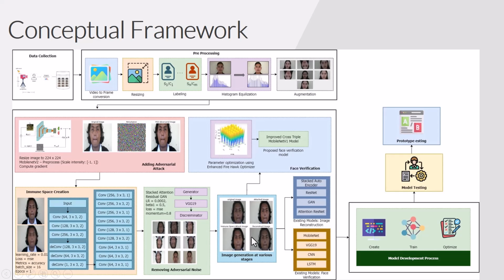Now to assess the performance of the model, we have conducted various tests and compared it with different existing models as well. For image reconstruction, we have compared our work with the SAE, ResNet, GAN and attention ResNet. Whereas for face recognition, we have compared the performance of our model with MobileNet, VGG19, CNN and LSTM. And for the classification, we have used MobileNet V1 along with enhanced Firehawk optimization. That will enhance the weights of the model, and it will prevent the model from falling into local optima.